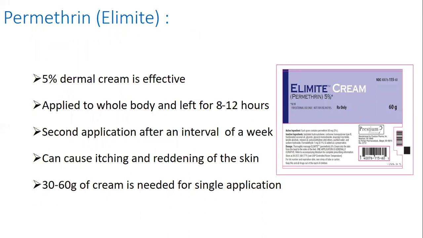So permethrin, also called Elimite, is a 5% dermal cream that is effective. It is applied to the whole body and left for 8 to 12 hours before washing. A second application is done after an interval of a week. So after 7 days, we have to reapply. It can cause itching and reddening of the skin. 30 to 60 grams of cream is needed for an adult for a single application.